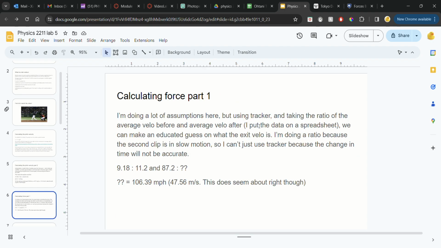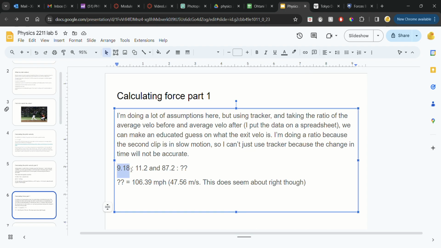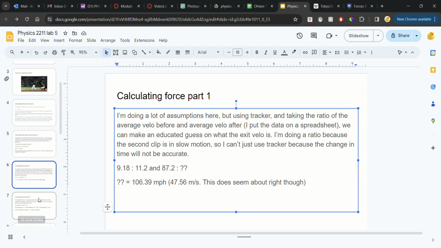Second thing I did was calculate the force. For this one, since I knew the velocity of the pitcher, I did a little ratio. On Tracker, I tracked the velocity before the ball is hit by Ohtani and after the ball is hit. And it was this. So I just took a ratio, and that equals 106 miles per hour. That seems about right for Ohtani. Yeah, that's well within his range.